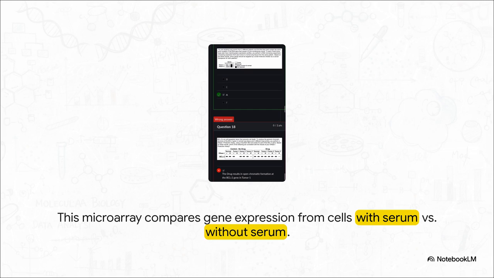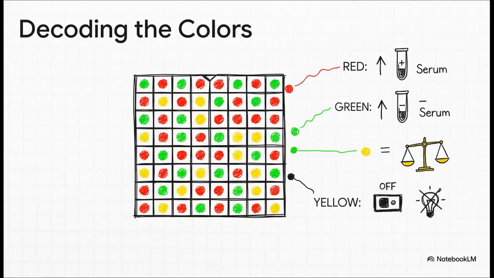This is what one looks like. In this experiment, they took cells grown with serum and labeled all their gene messages red. Then they did the same for cells grown without serum, but labeled them green. They mixed them all together and poured it over this chip. The color you see in each little dot is the punchline. And reading the colors is actually super intuitive.